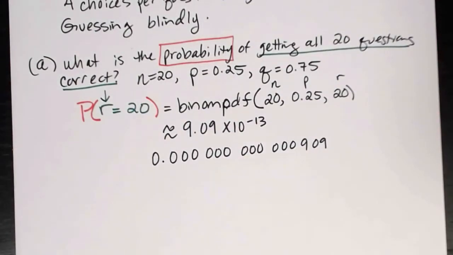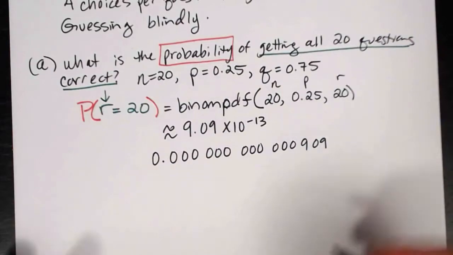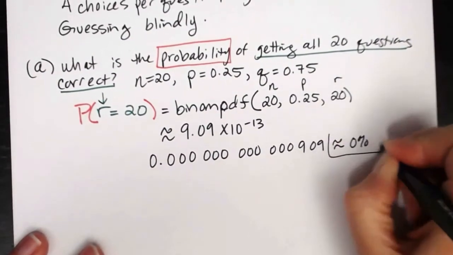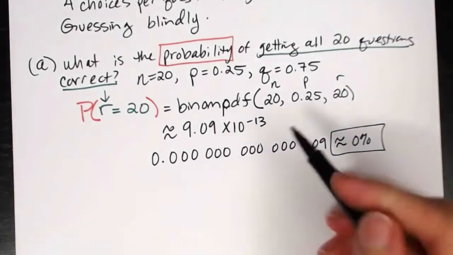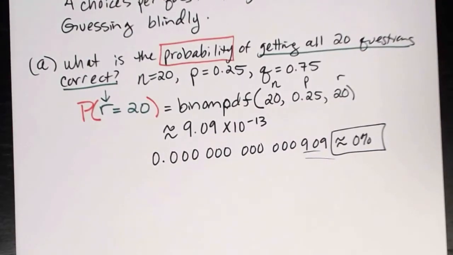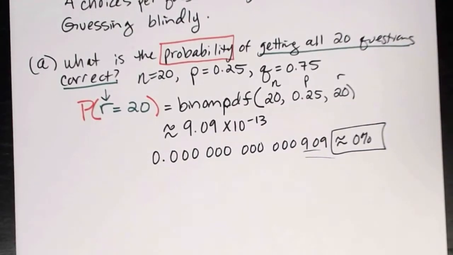The likelihood that by guessing blindly you're going to get all 20 questions correct is about 0. It's not actually 0. There is a very, very tiny chance that you could get them all correct, but it's so tiny that you might as well not even consider it. This is basically impossible. Okay, so that's how we use our binom PDF. Now at this point, our student, understandably, I think, is getting pretty disheartened. They're like, okay, so I can't ace it.